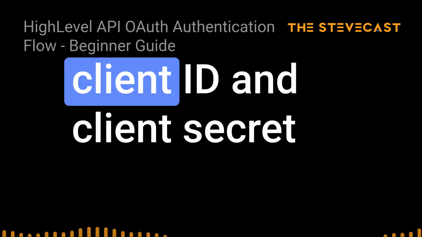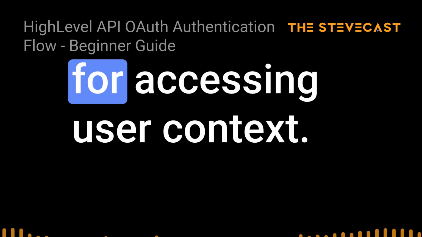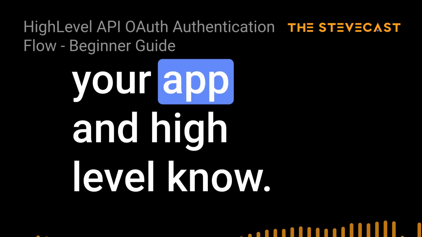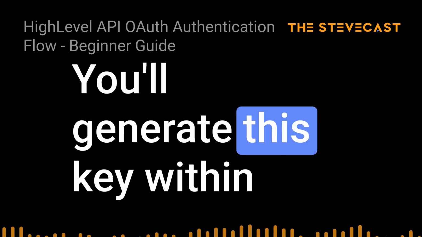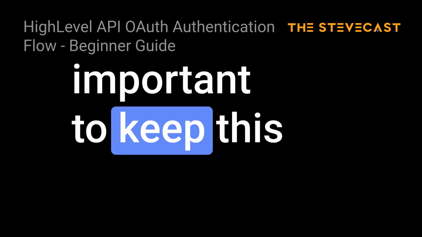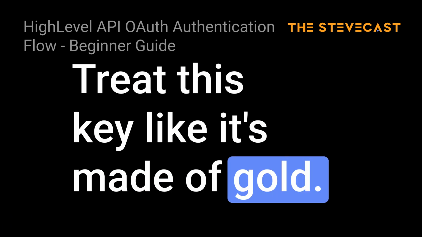Is this different from the client ID and client secret we talked about earlier? Yes, this key is specifically for accessing user context. Think of it like a master key that only your app and High Level know. You'll generate this key within your app settings on the High Level marketplace, and it's incredibly important to keep this key secret and secure. Got it. Treat this key like it's made of gold.